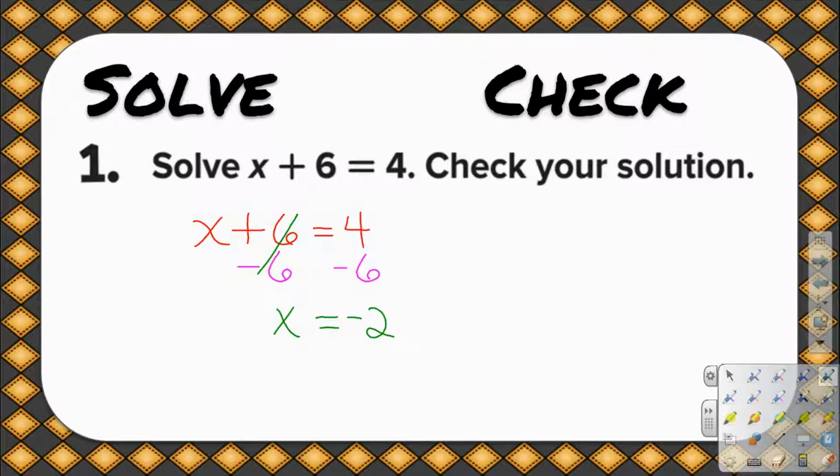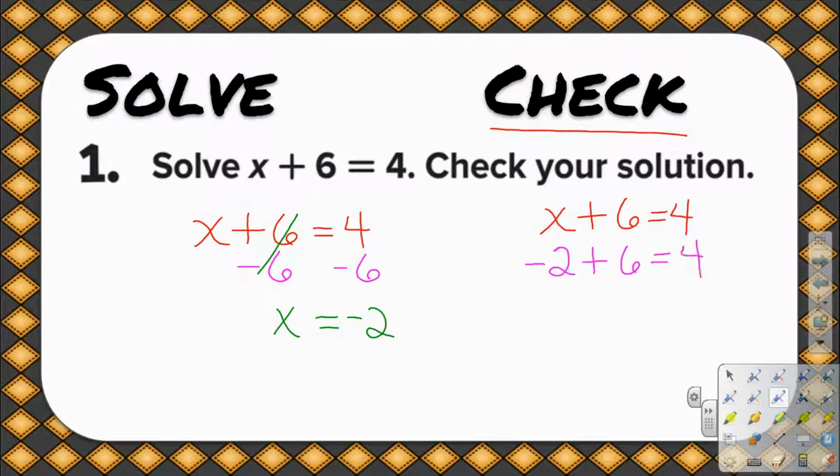All right, so that should be our answer, but in order to make sure that that's our answer, we're going to check it. In order to check it, we rewrite the equation again, x plus 6 equals 4, and this time we're going to substitute what we said x equals, which we said was negative 2, in place of the x. So in place of the x, we write negative 2 plus 6 equals 4. Negative 2 plus 6 equals 4, and 4 equals 4, which checks out and tells us that our original solution was correct.